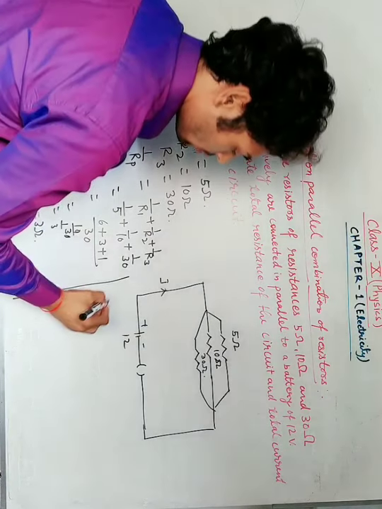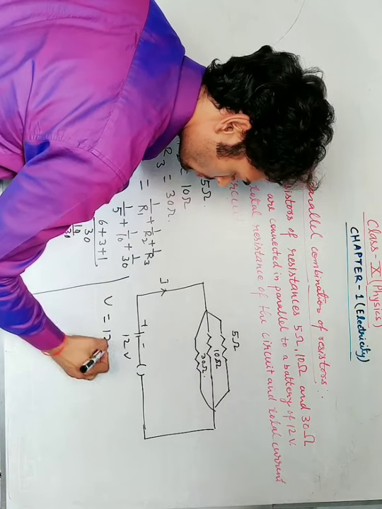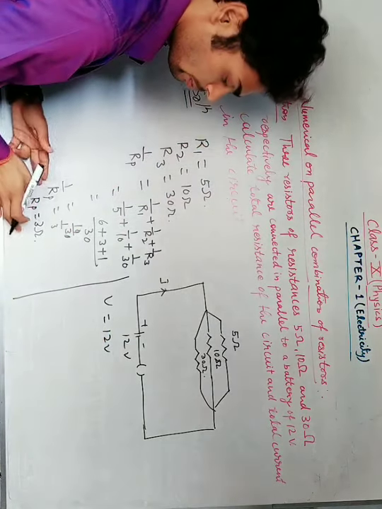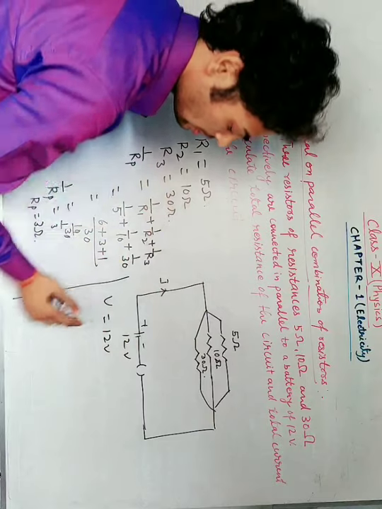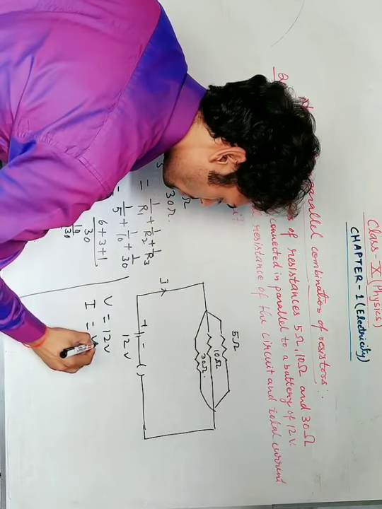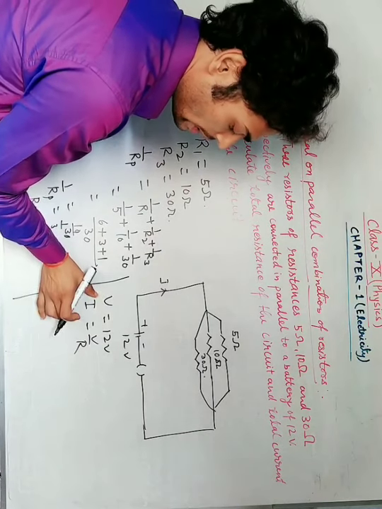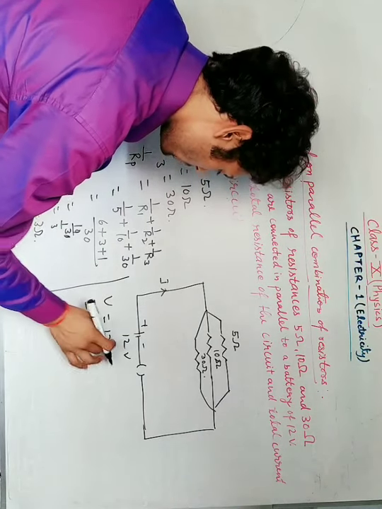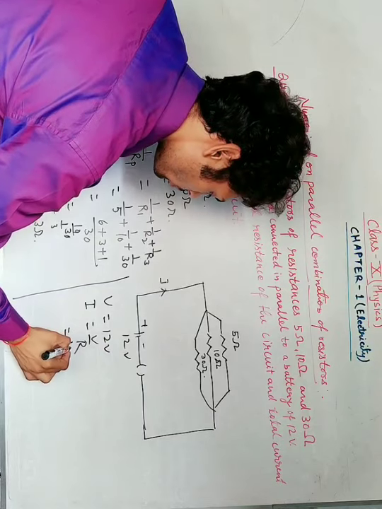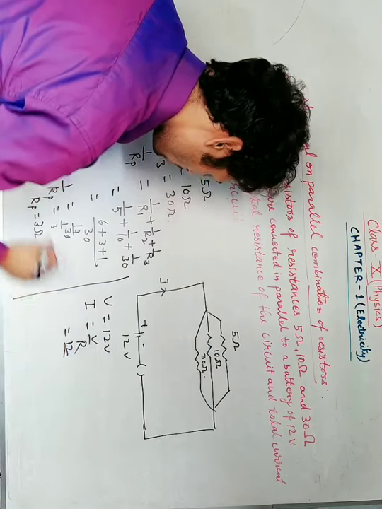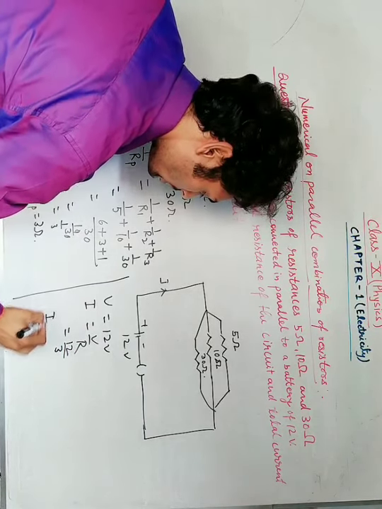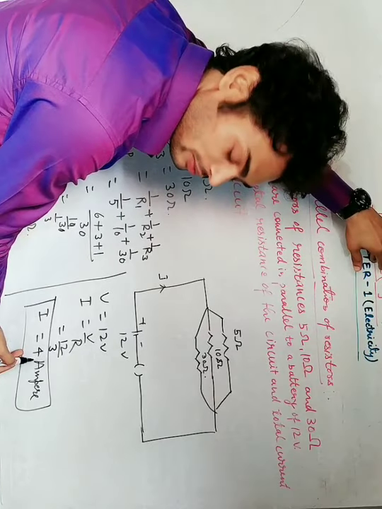And here given that V equal 12 volt. We have to find Rp and the current flowing through this circuit. Then I equal V by R. According to Ohm's law, I equal V by R. Then put the value of V, 12, and the value of R equal 3. Then I equal 4 ampere.